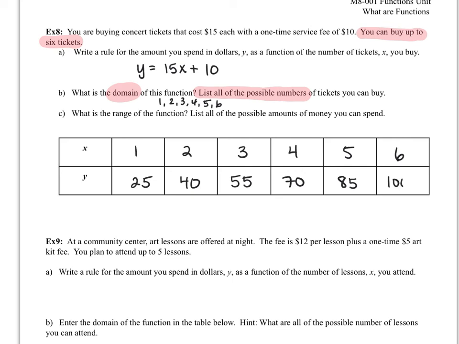And so my range is going to be these amounts of money that I would expect to pay, which would be $25, $40, $55, $70, $85, and $100. That would be my range.